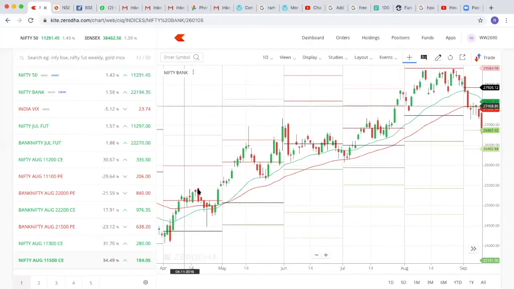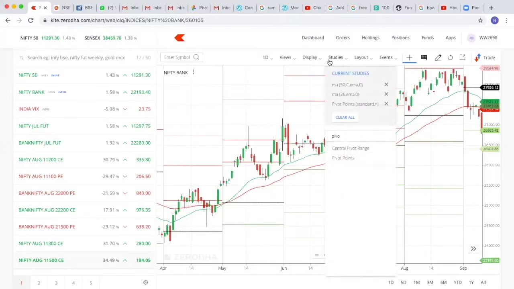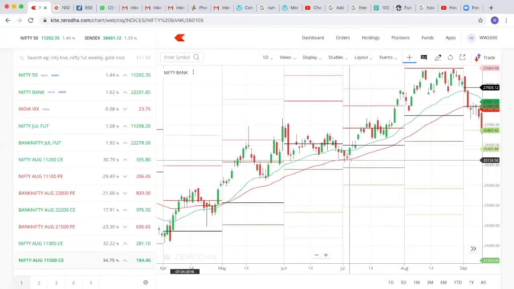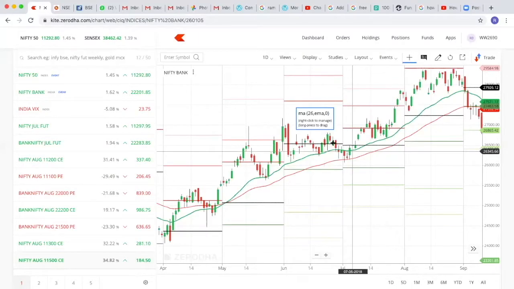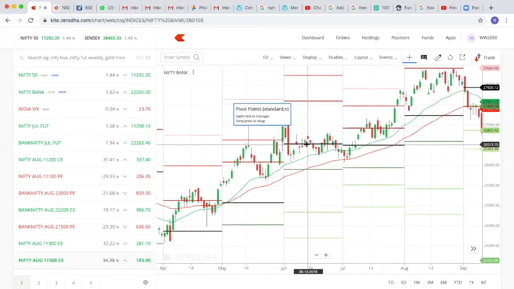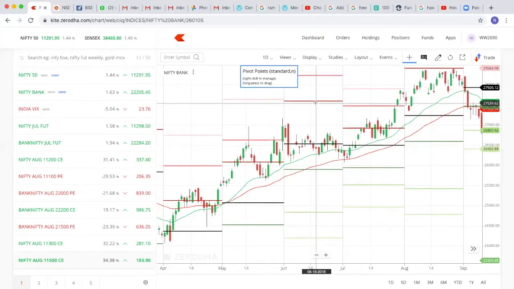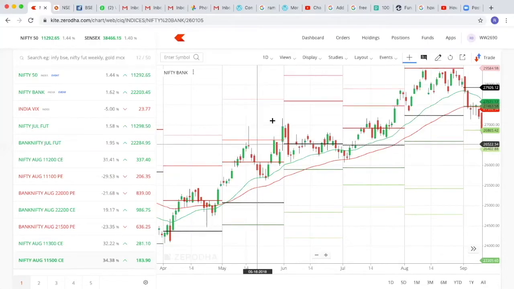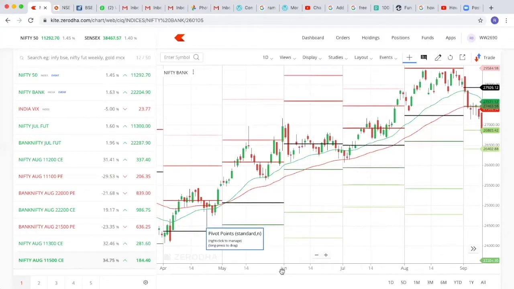I have plotted the pivot points. I'll show you how exactly I have plotted. This is a Nifty Bank chart. You have to go to the studies option and type pivot. I have typed pivot over here, and you can see pivot points. You just have to click the pivot points. Now in these pivot points, there is a central point, the black line, and these red lines are the resistance levels. This is monthly, you can see June, July, August, September.